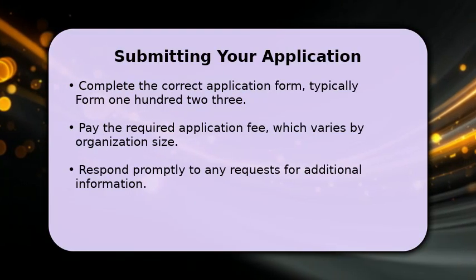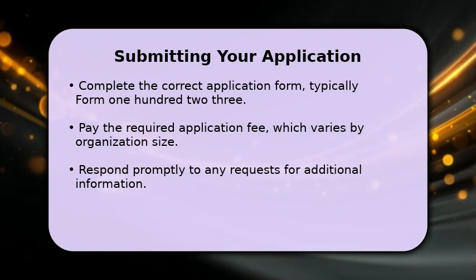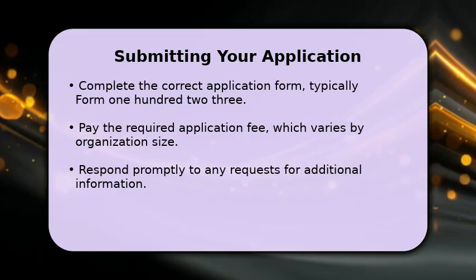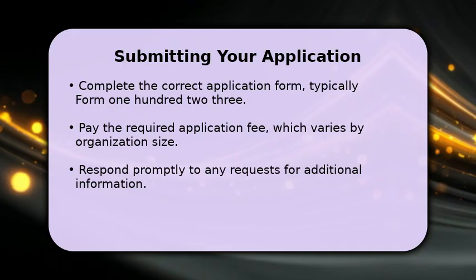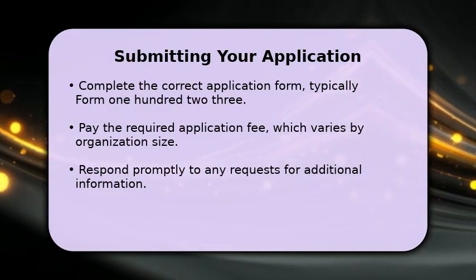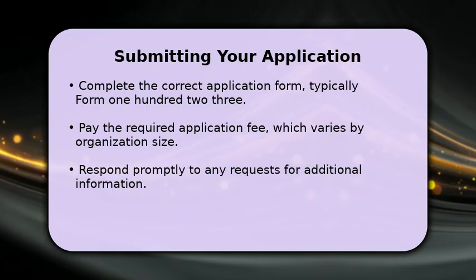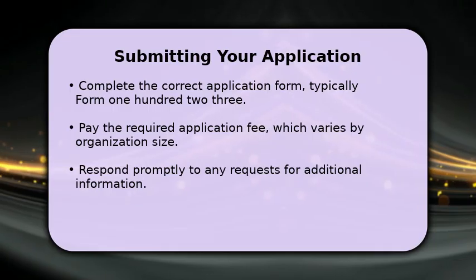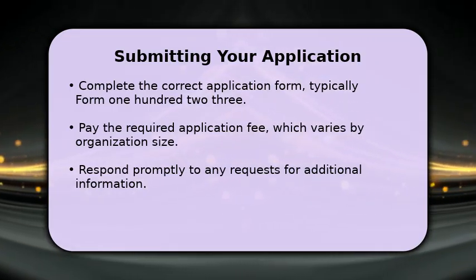Once all documents are prepared, complete the appropriate application form, often Form 102-3. Remember to pay the required application fee, which can vary based on your organization's gross receipts. After submission, be prepared to respond promptly to any requests for additional information from the Internal Revenue Service. A thorough and timely response will help ensure a smooth review and approval of your tax-exempt status.